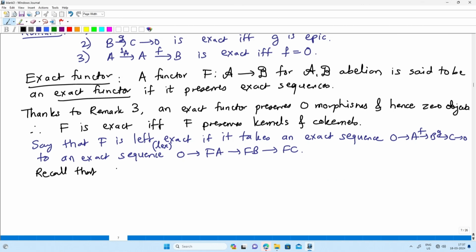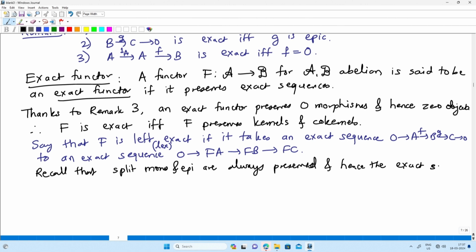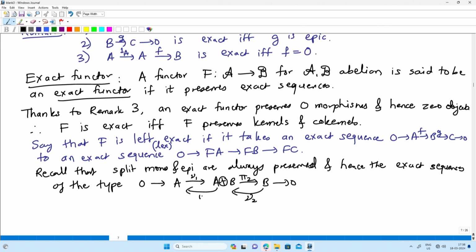Okay, so split monos and epis are always preserved, and hence the exact sequences of the type, I'm just reminding you of what this is, the biproduct sequence: A direct sum B, and then to B, this is nu 1, this is pi 2, to 0. And in the reverse direction, we have nu 2, and in the reverse direction, we have pi 1. Okay, so these are preserved by any lex or rex functor.